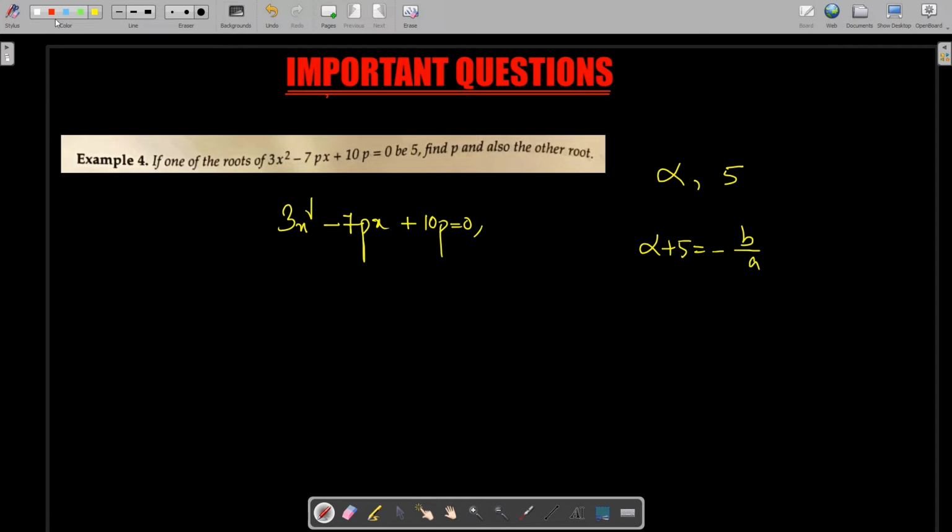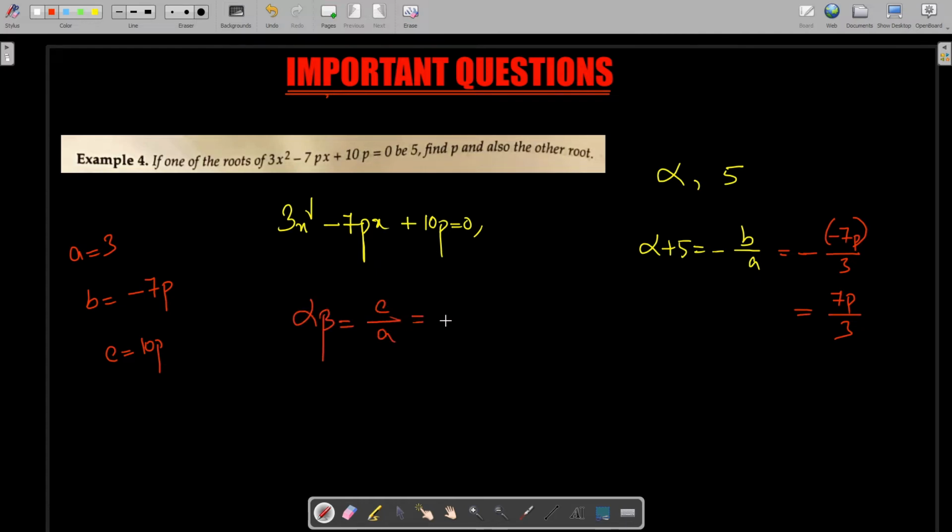Now first let's write the values of a, b, c for this equation. A is 3, B we have minus 7p, and C we have 10p. So what will be the value of minus b by a? It will be 7p divided by 3. So the value of alpha plus 5 will be what? 7p by 3.